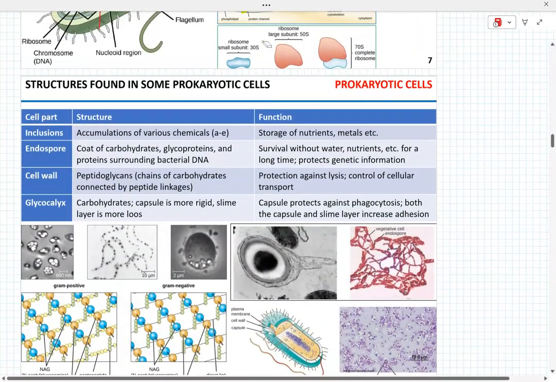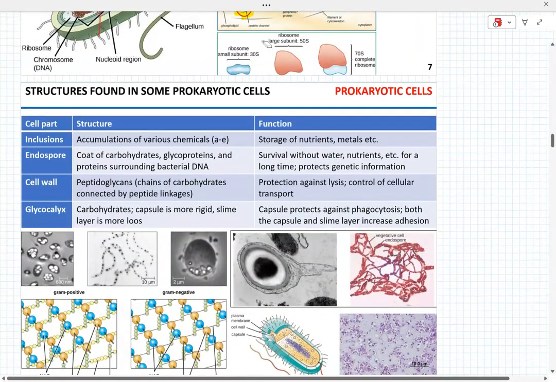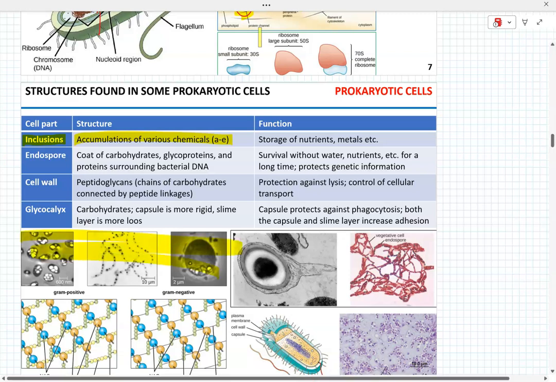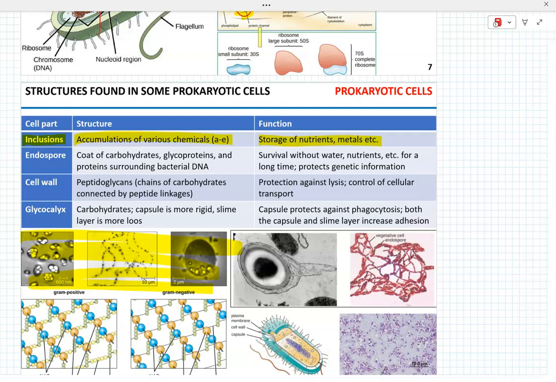In addition to these four structures that are found in every prokaryotic cell, many prokaryotic cells, but not all of them, have inclusions. These are non-membrane structures that essentially are accumulations of various chemicals, shown here, which function as a storage for nutrients, metals, or whatever chemical the cell needs. Some prokaryotic cells form endospores.